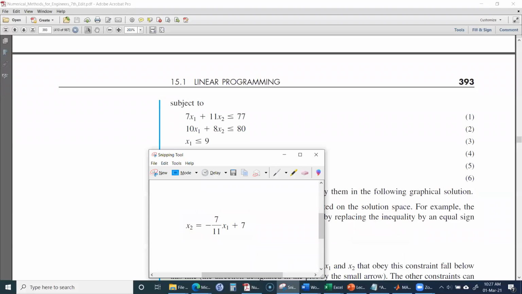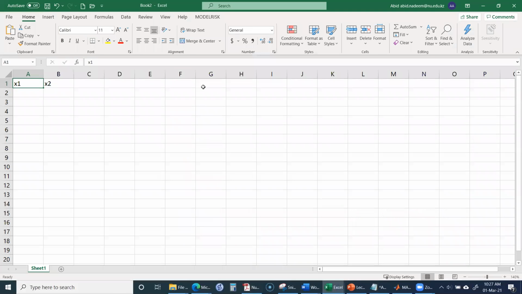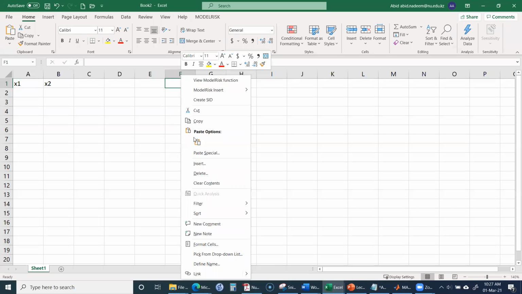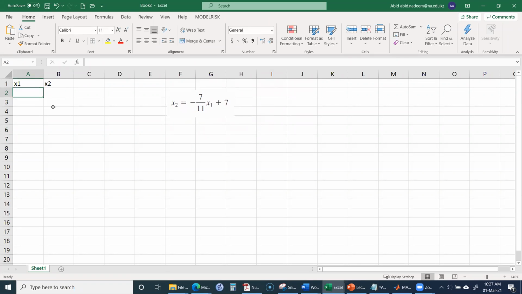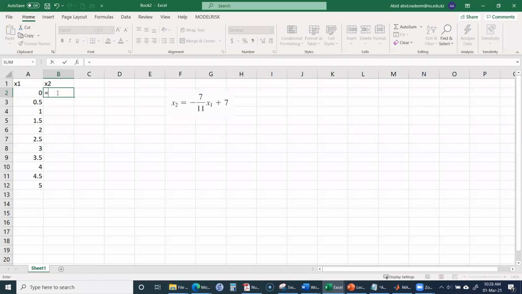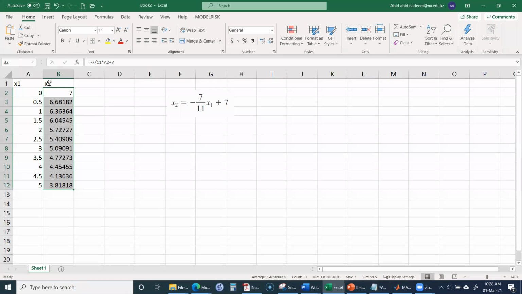So we take some different values of x1. For example, 0, 0.5, something like that. Maybe this many values of x1, and then x2 is equal to minus 7 divided by 11 times x1 plus 7. So these are the values of x2. This is for the first case.